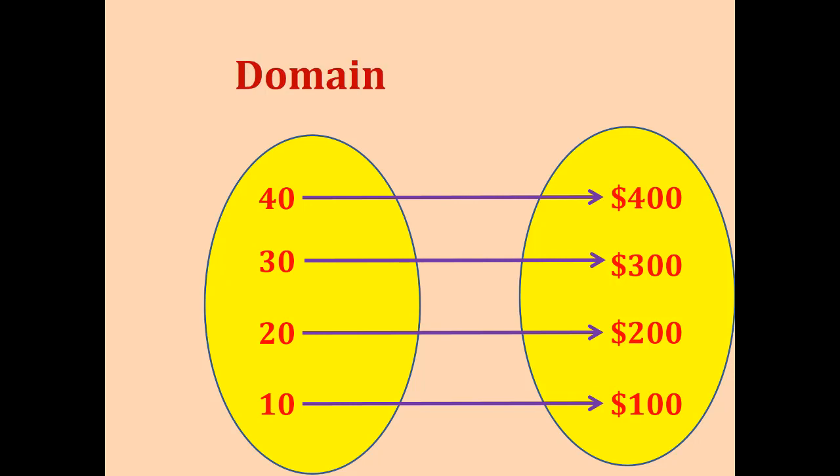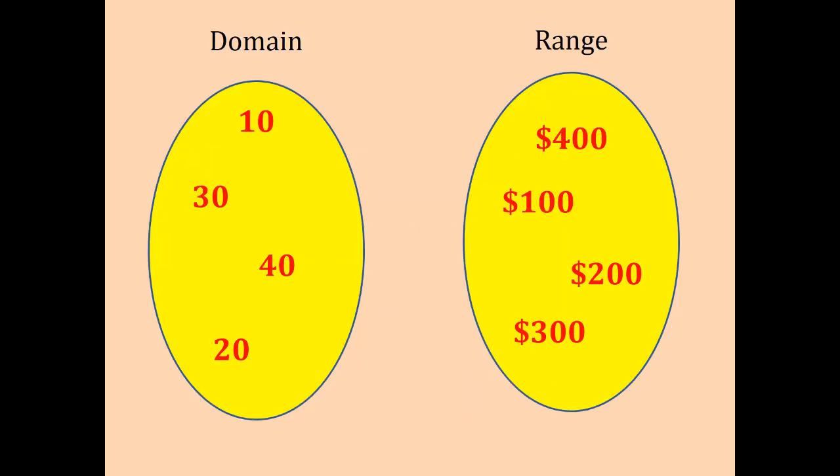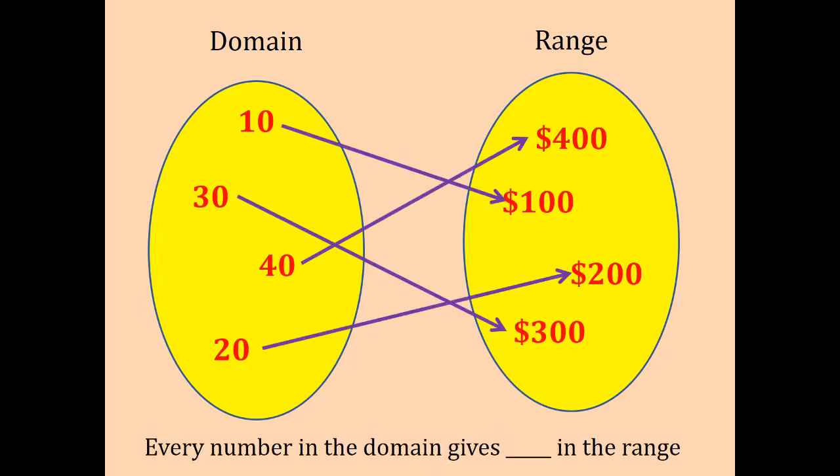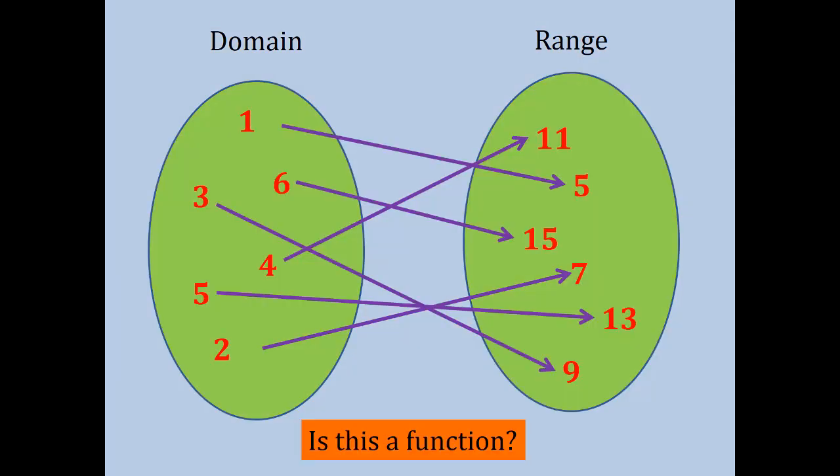The domain is the word that means the numbers that determine the answers. The answers are called the range. Those are just words that we use in math. So here's the same numbers jumbled up a little bit, but the idea is each number in the domain gives one and only one answer in the range. Now that's the fancy definition of a function if you needed such a thing.